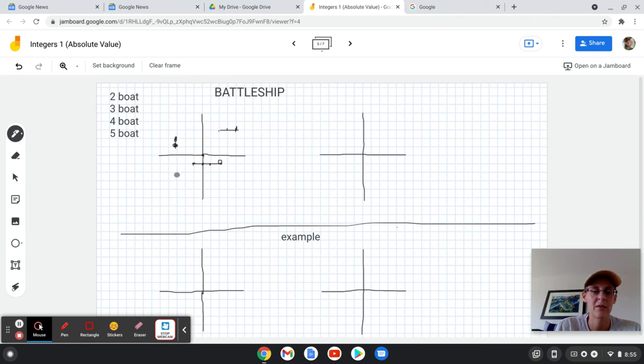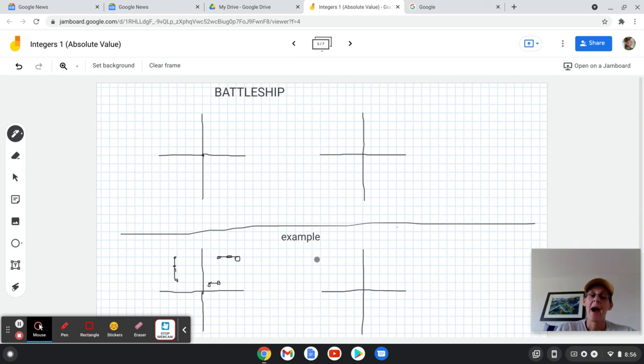Well, I guess I should have done the example down here. Sorry. Okay, so again, we'll just make our boats down here. My 2 boat. Let's do a 3 boat. Four boat. And then you would put your 5 boat as well. You guys get the gist of that. I would have my 5 boat maybe down here.